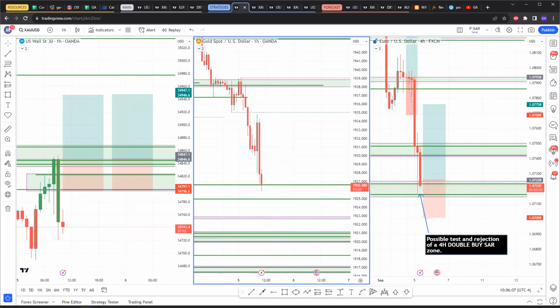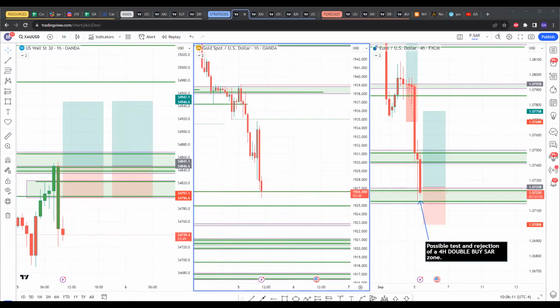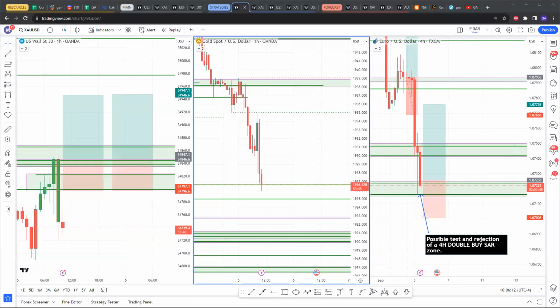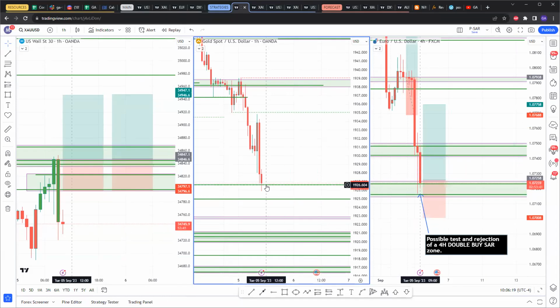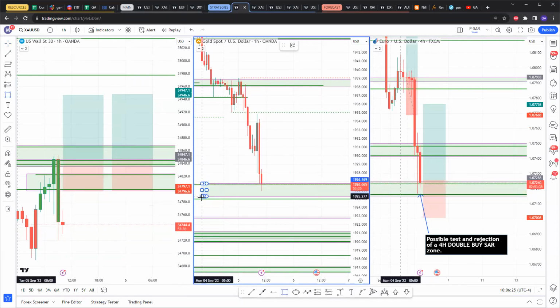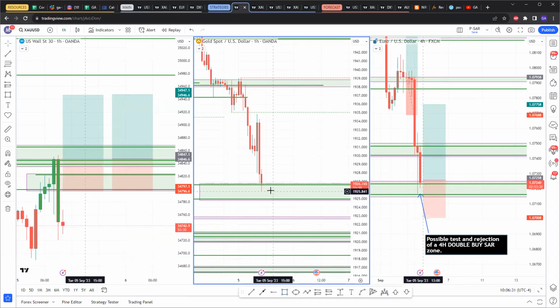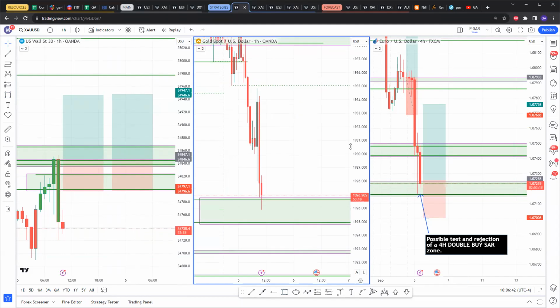Gold, ooh, gold is dropping. So for gold here, you can see we are approaching, let me see, 1926, 25. Okay. So this right here is a double SAR on gold. So this can possibly give a test and rejection entry as well. So that's perfect also for gold. For this one, this would need to be also the next hourly candle. So that's also perfect for gold.